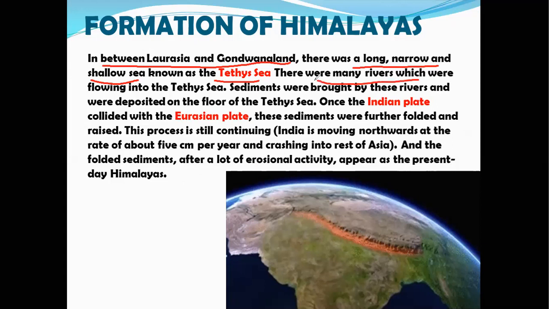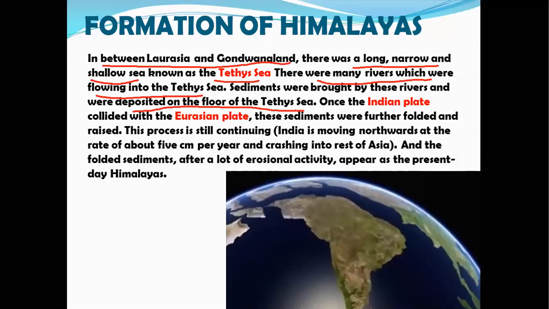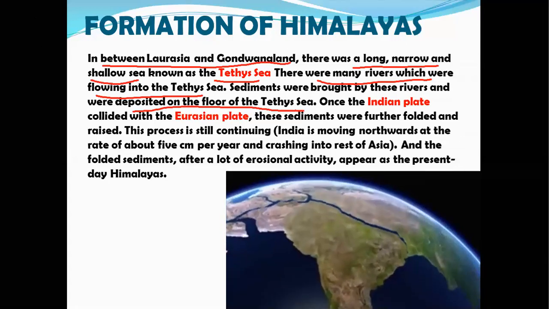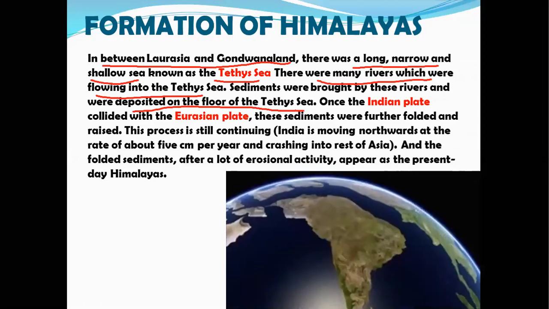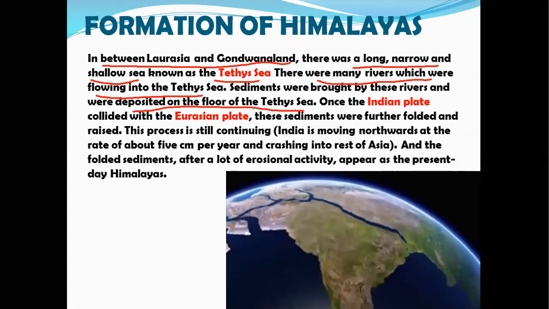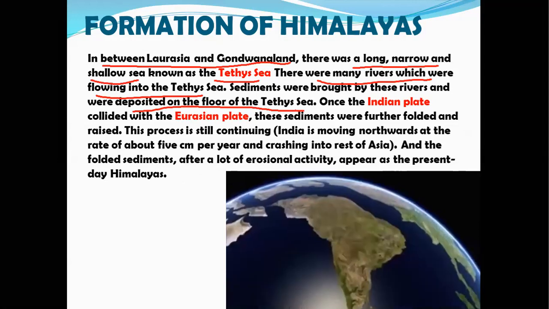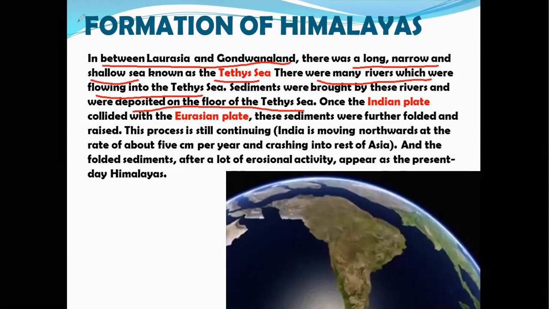And there were many rivers flowing into the Tethys Sea. These rivers brought sediments along with them, and these sediments were deposited on the floor of the Tethys Sea. Now, when the Indian plate collided with the Eurasian plate, these sediments got folded and raised, which led to the formation of the northern mountains of India.